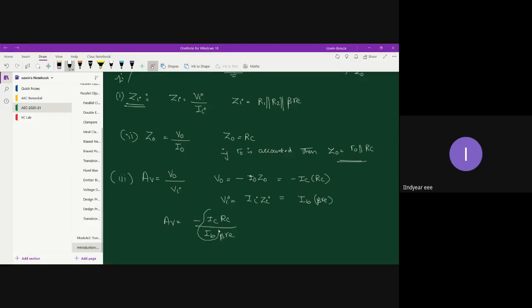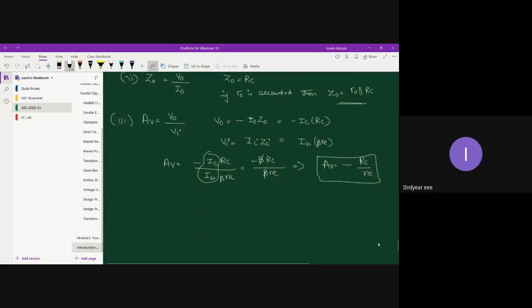The IC by IB ratio is a well-known ratio for the common emitter configuration, which is negative beta, because the negative sign is already present. So beta into RC divided by beta RE. Beta gets cancelled, so you will be left with AV equal to negative RC by RE. So that's your voltage gain.